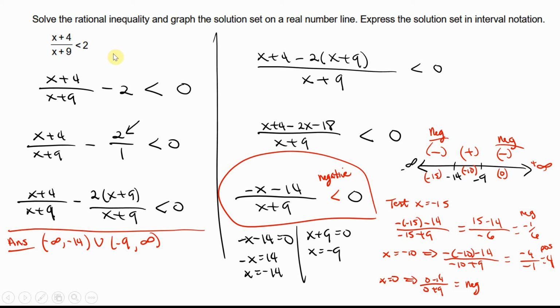I forgot the graph. So look here. I'm going from negative 14 all the way back to the left to negative infinity, and then we jump over to negative 9, and that goes that way to positive infinity. So you look at the graph to see where that is.